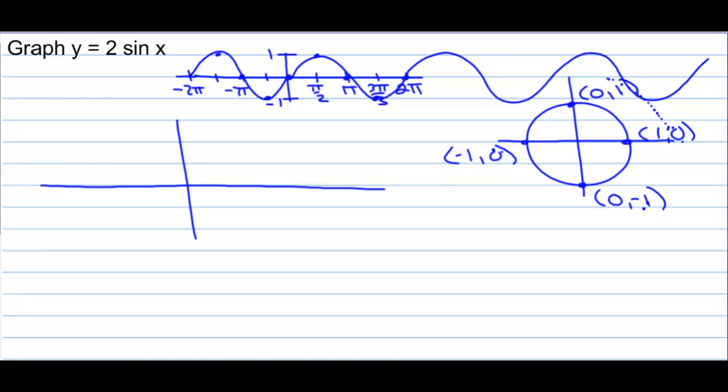Well, I want 2 periods if the instructions don't say otherwise. So I want 1 period to the right, and I want 1 period to the left. This one has been stretched vertically by a factor of 2. So now instead of going up to 1 and down to negative 1, it goes up to 2 and down to negative 2. It's just like your transformations. It's the same stuff. It's been stretched vertically by a factor of 2.